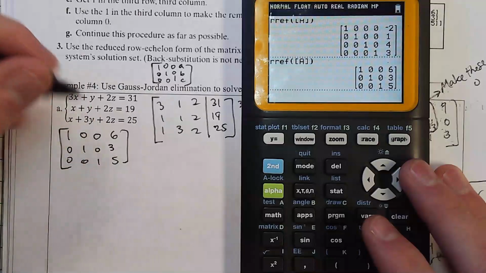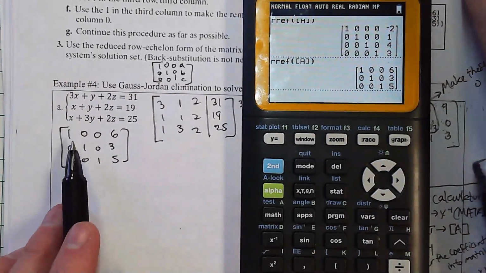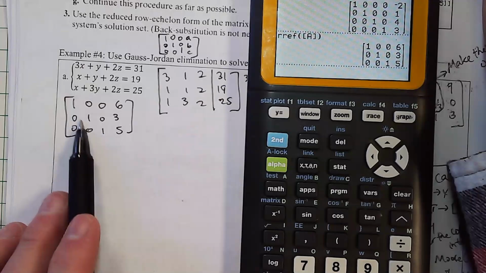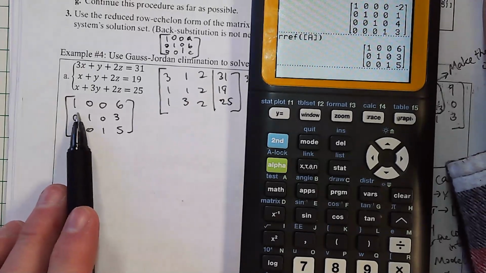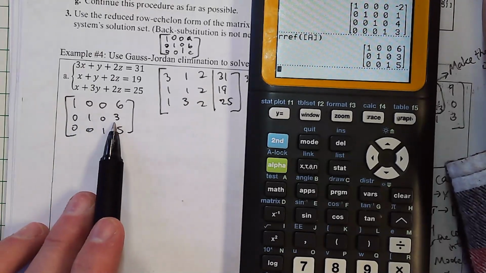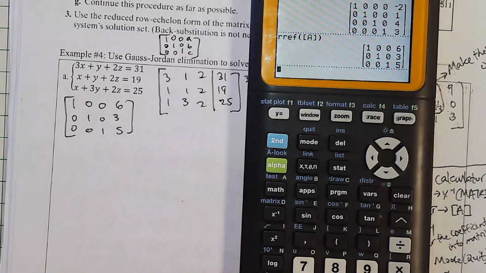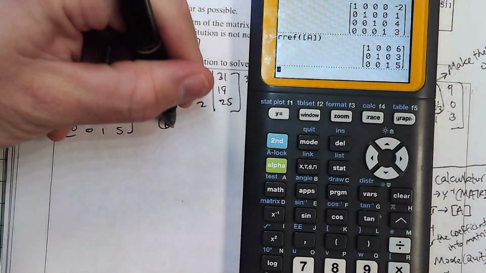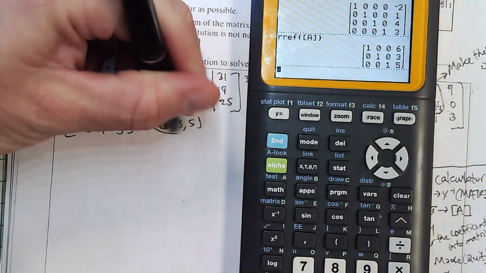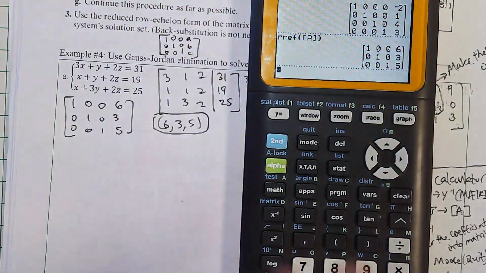Cameron, you're going to redeem yourself here. Cameron, what is x on this one? I've got x, y, and z. What's x equal to? What's y equal to? What's z equal to? Yes. So my answer is 6, 3, 5. That's the answer. That's good.